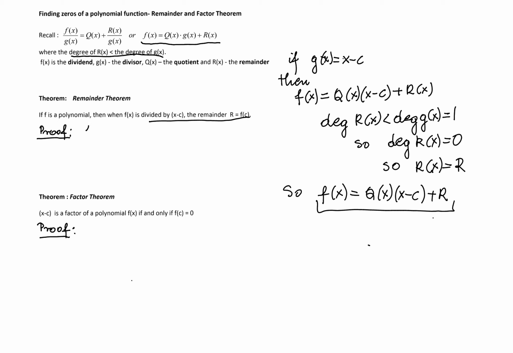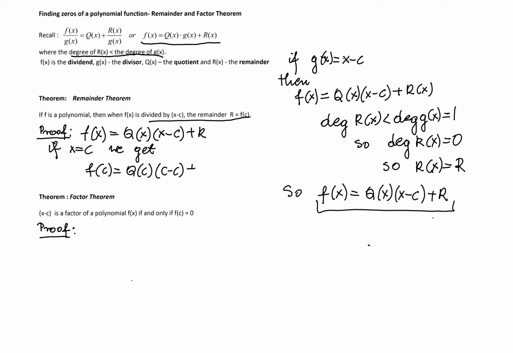So we'll just repeat what we just said, that f of x is equal to q of x times x minus c plus the remainder. And if x is equal to c, we get f of c is equal to q of c times c minus c plus r. Because c minus c is 0, the whole term is 0, and that sum is simply equal to r. So we have that f of c is equal to r.